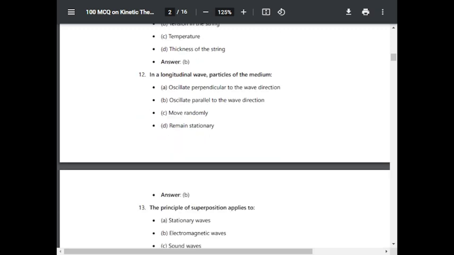Question number 12. In a longitudinal wave, the particle of the medium: option A, oscillates perpendicular to wave direction; option B, oscillates parallel to wave direction; option C, moves randomly; option D, remains stationary. The correct answer is B, oscillates parallel to wave direction. In a longitudinal wave, the particle of the medium oscillates parallel to wave direction.